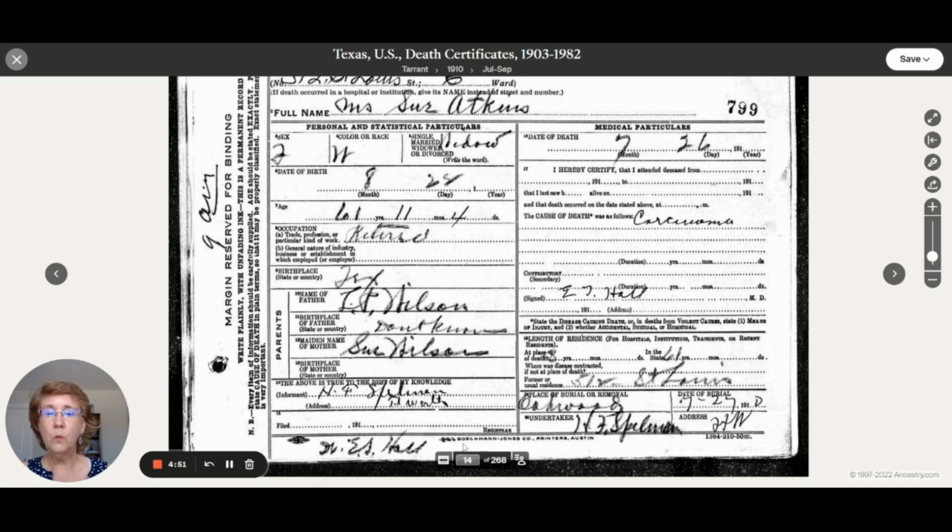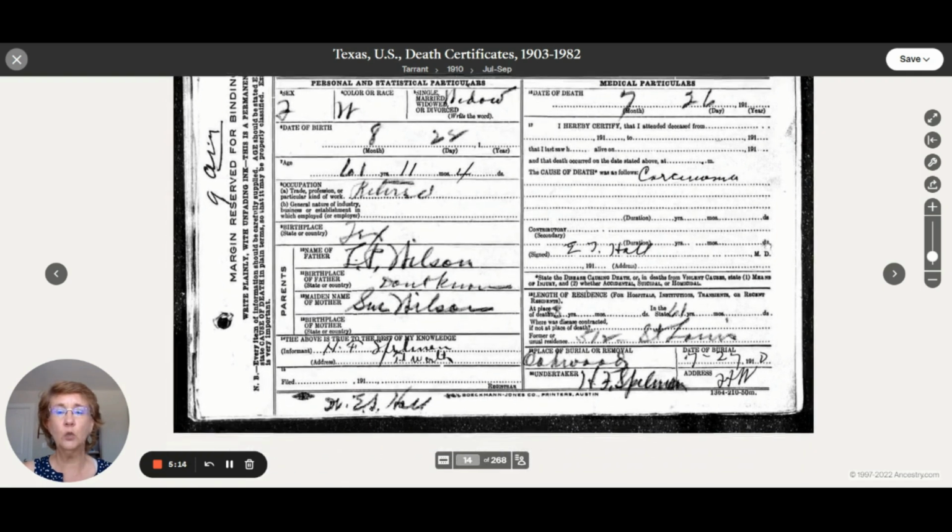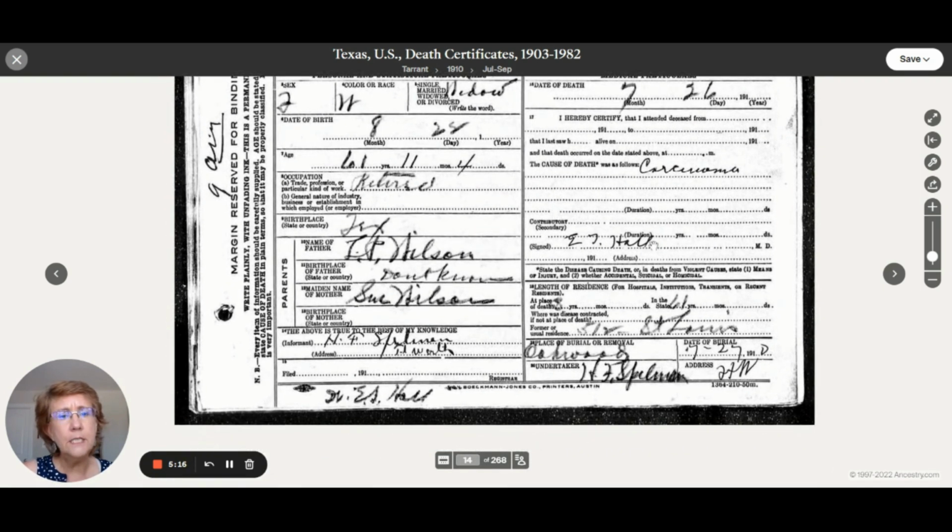Okay, so as I mentioned, we looked at this informant. It was H.F. Spillman, the undertaker. So he is somebody who apparently knows the family, but how well, we're not exactly sure. Looking over here at the medical particulars, we know when she died, so we have a death date there. We know what she died of. She had carcinoma or cancer, and her doctor was E.T. Hall, and we have it down here as well.